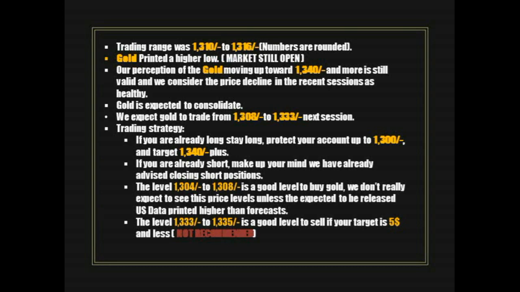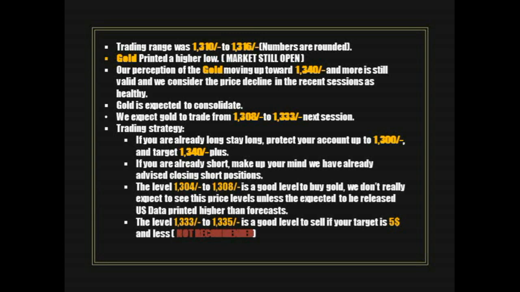The trading strategy is, if you are long, stay long, target 1,340 and protect yourself up to 1,300. If you are short, make up your mind, and if you want to take our advice, close these short positions at good numbers. The levels 1,304, 1,308 are good levels to buy, though we don't expect to see these prices. But in order for that to happen, the data expected to be released from the US has to be above the forecast, big time. It has to be impressive to move the gold this much.